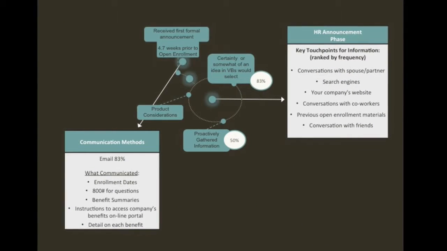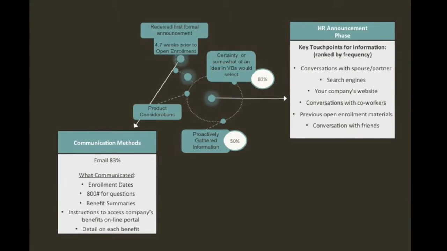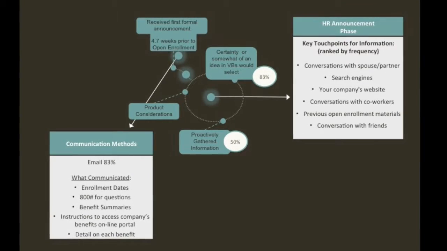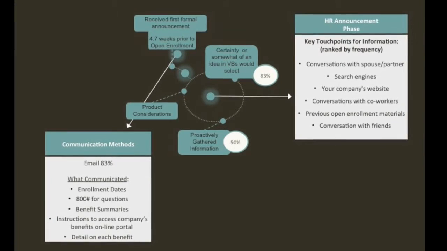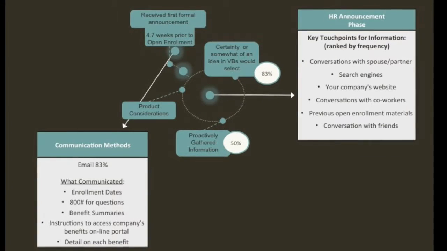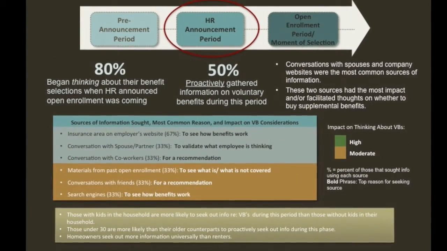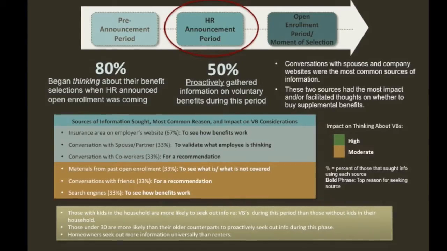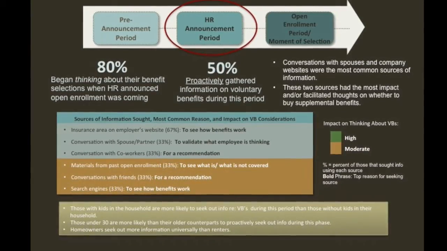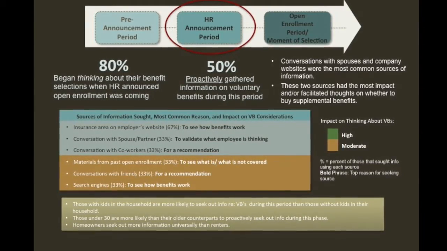During this phase, most respondents were receiving email communications, and about half were gathering information about their voluntary benefit offerings. Key touch points, again, were conversations with spouses and partners, search engines, company websites, and conversations with friends. Just diving a little deeper, 80% began thinking about their benefit selections when that announcement came out from their HR departments.